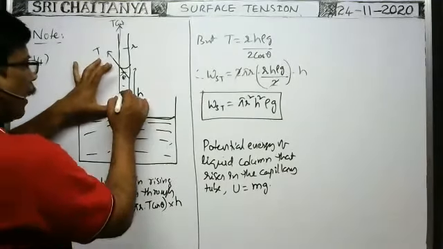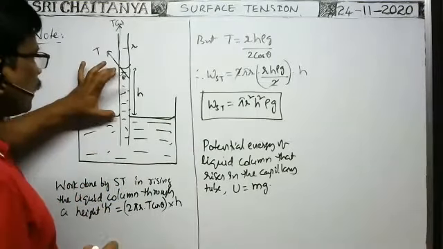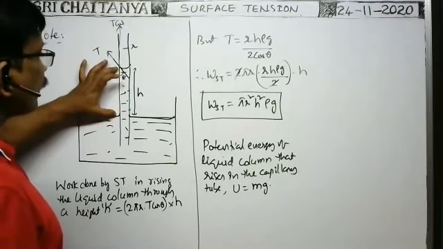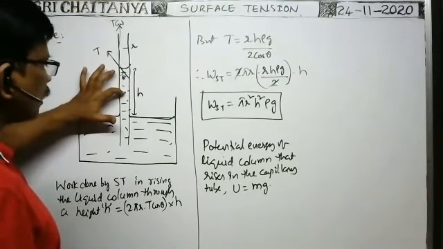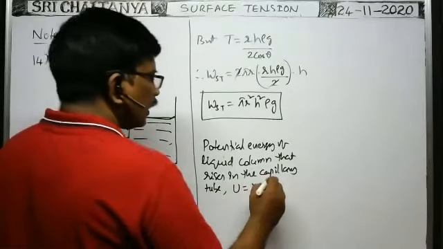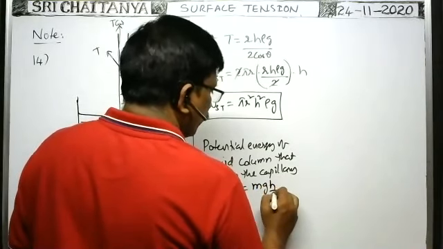That's why in capillary rise, you consider the central mass concept. In the central mass concept, suppose the total mass of the liquid column here is M. Then that can be imagined at the central mass of this liquid column, that is at this point, which is at height h/2 from the surface of the liquid. That's why the potential energy of the liquid column that rises in the capillary tube is equal to mg times h/2.